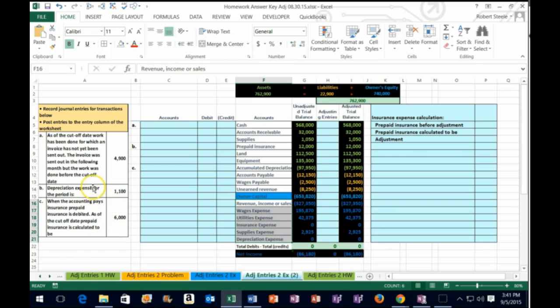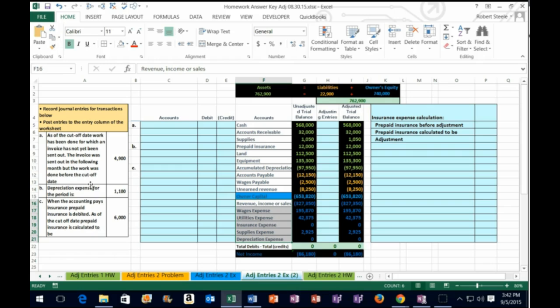So we have, as of the cutoff date, the end of the time period in this case, work that has been done for which an invoice has not yet been sent out. The invoice was sent out in the following month, but the work was done before the cutoff date. So what we're saying is, as of the cutoff date, the end of the year or the end of the month, the invoice was not sent out. It was sent out next month, but the work was done this month.